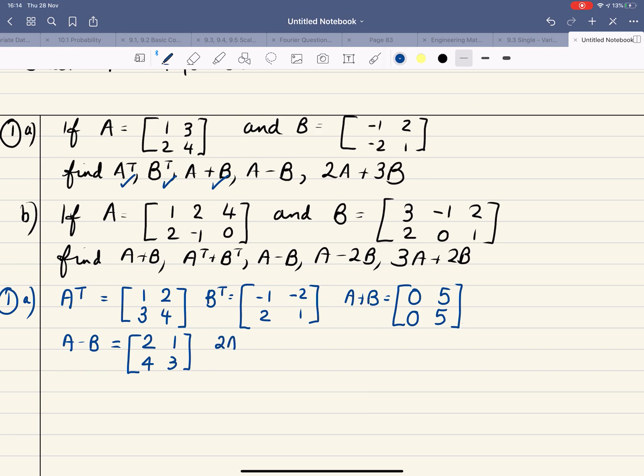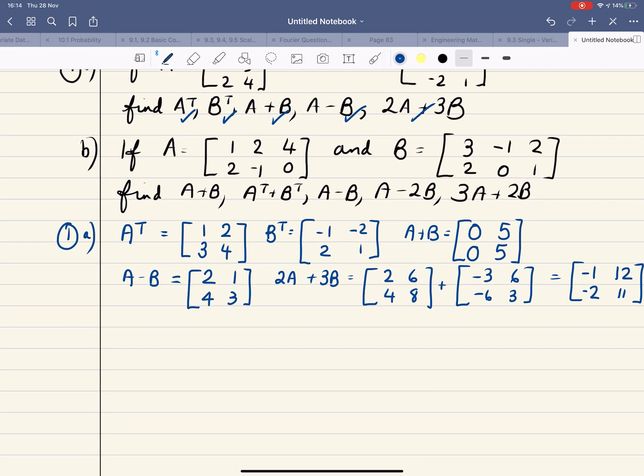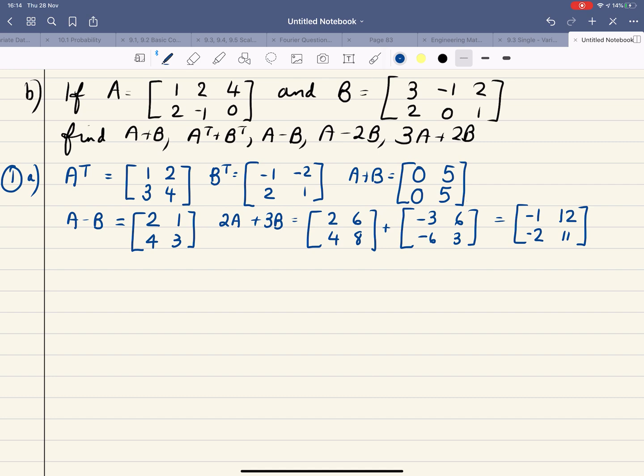And the next one, 2A plus 3B. So we've got to double all the A numbers, and then add on to it 3 times all the B numbers. And then we get 2 plus minus 3, which is minus 1. 4 plus minus 6 is minus 2. 6 plus 6 is 12. 8 plus 3 is 11. And we do the same again for B.